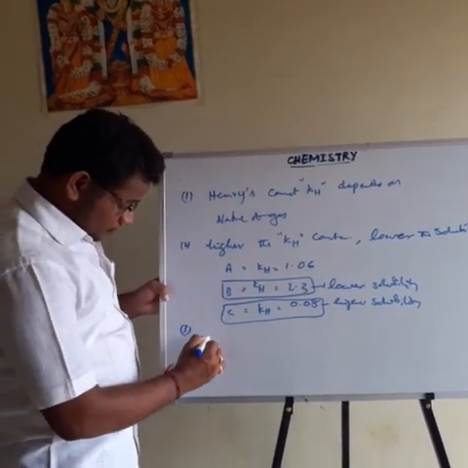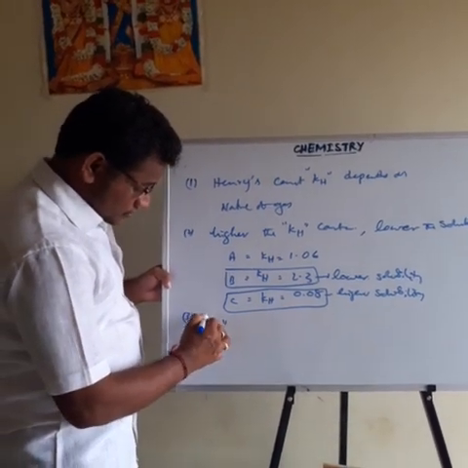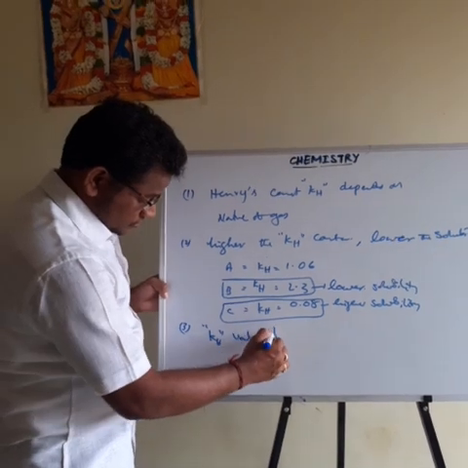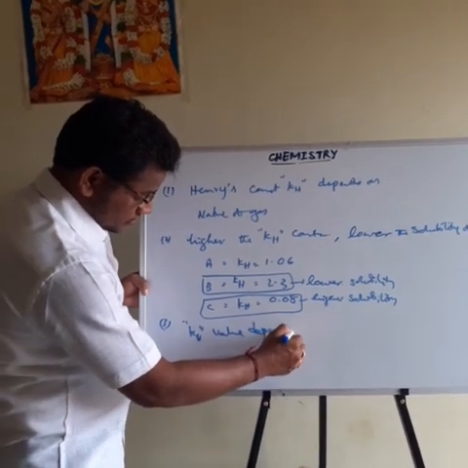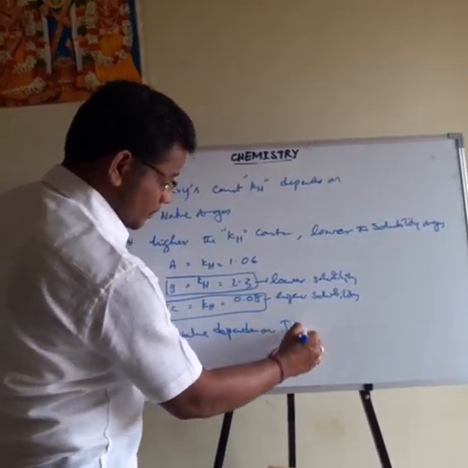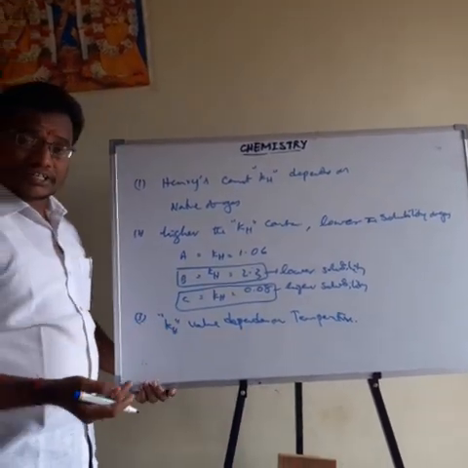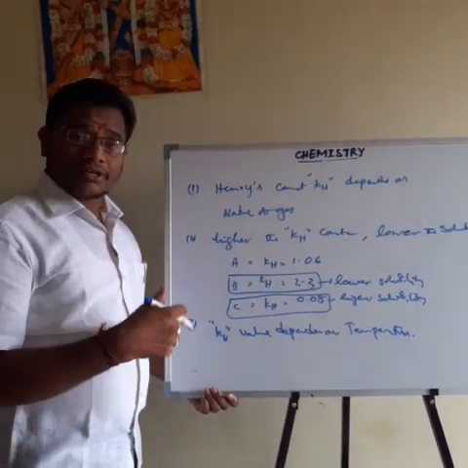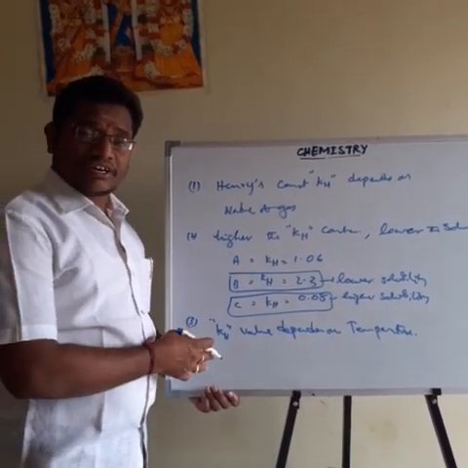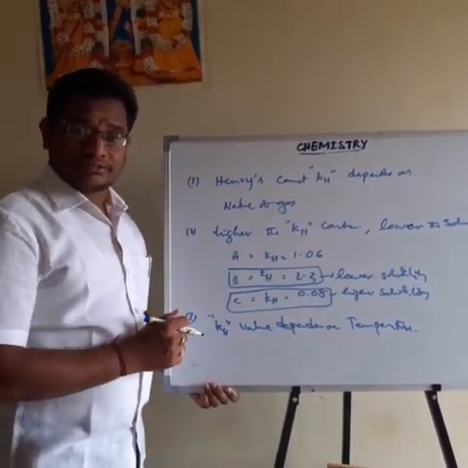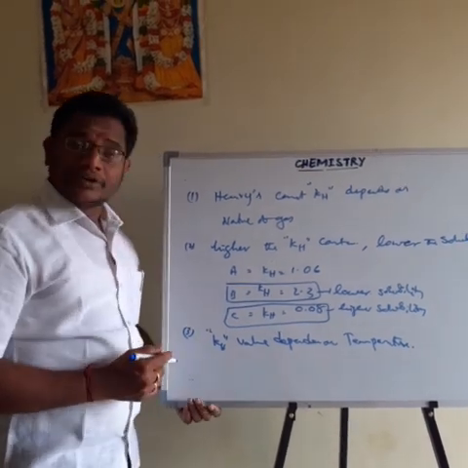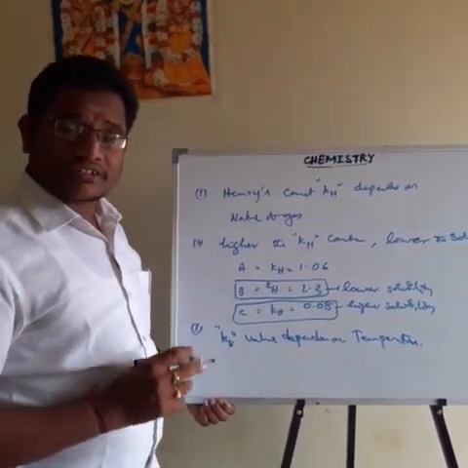Then the last point is that the Kh value depends on the temperature. If the temperature increases, the Henry's law constant will increase. That's why the Kh value depends on the change in temperature. So that is about the points of Henry's law constant.